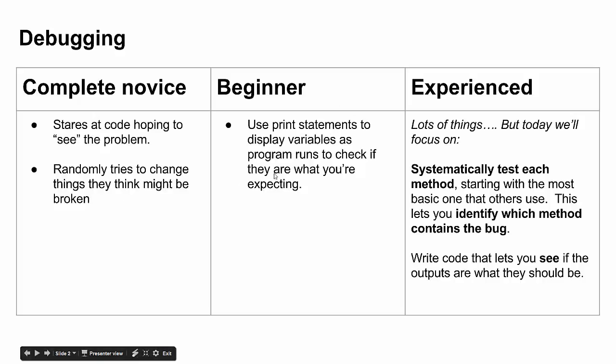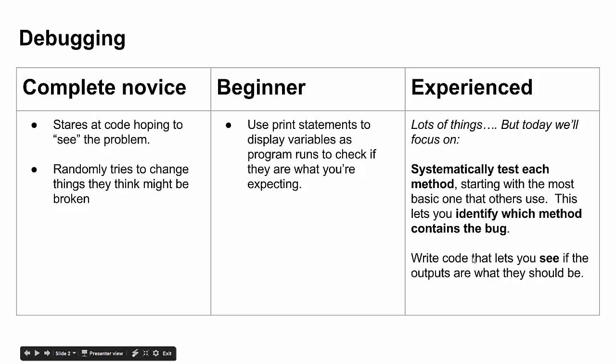Most of you, I think, are at the beginner level where you use print statements to display the values inside variables so that you can see, as it's running, do those variables hold the numbers you're expecting to see? And that's actually a pretty powerful method. But as you've experienced recently, that's sometimes not enough. So I'm hoping to take you through some things that more experienced debuggers do to make your experience a little more enjoyable. We're going to write code that's more interactive, that will let us see interactively whether the output of the method is what it should be.